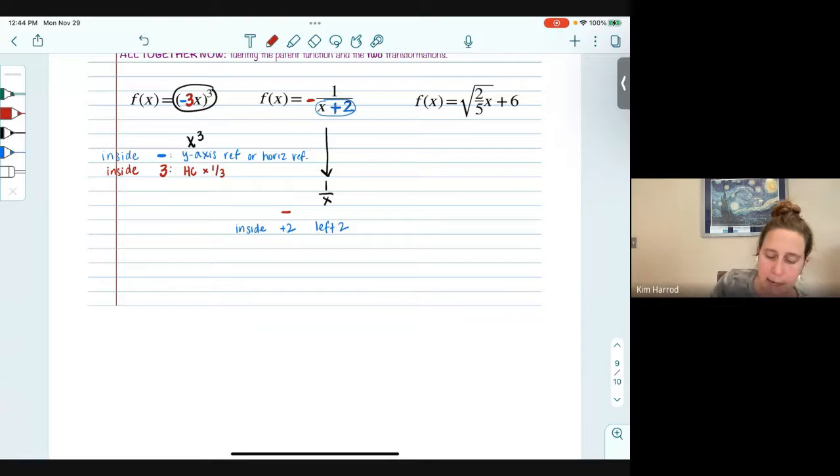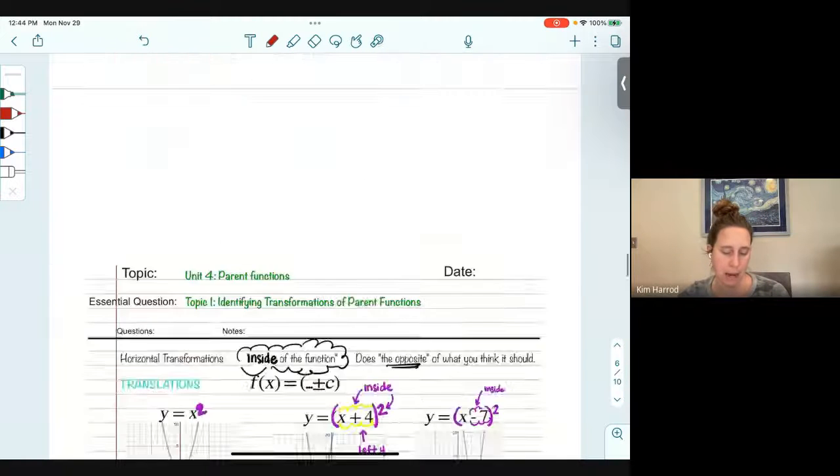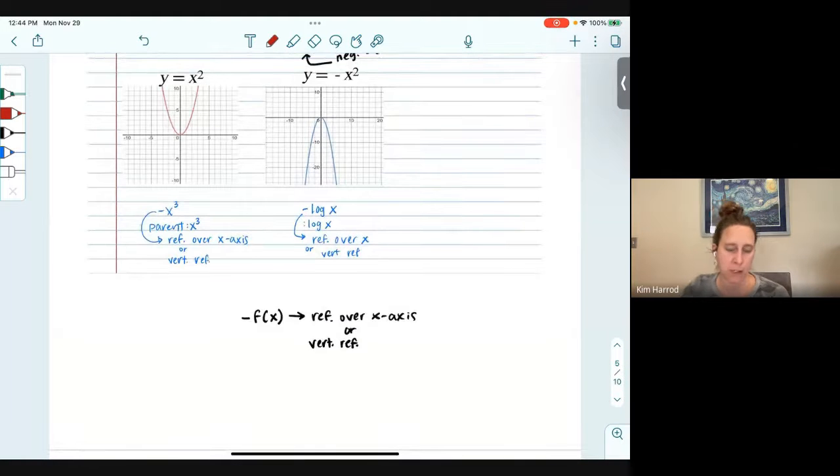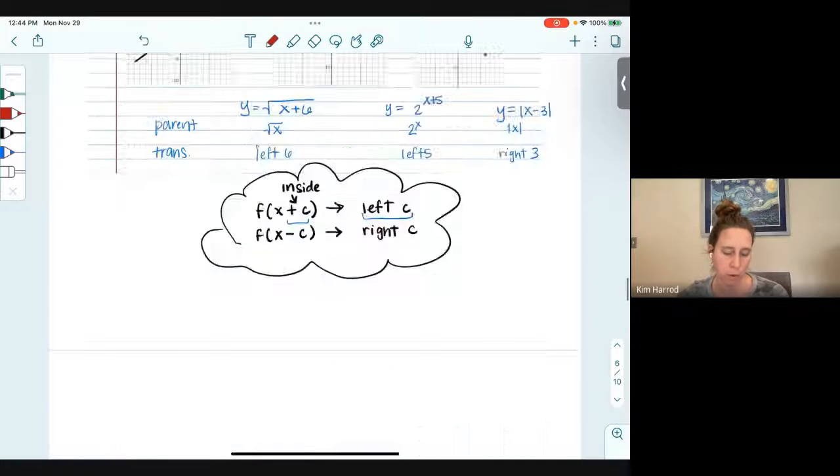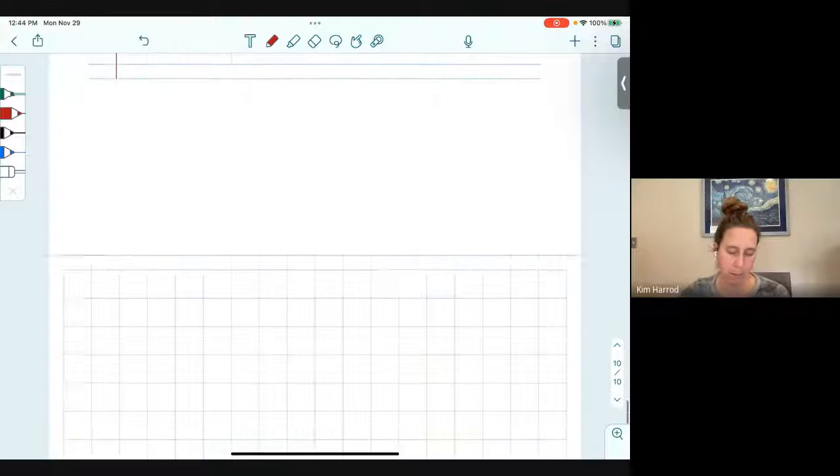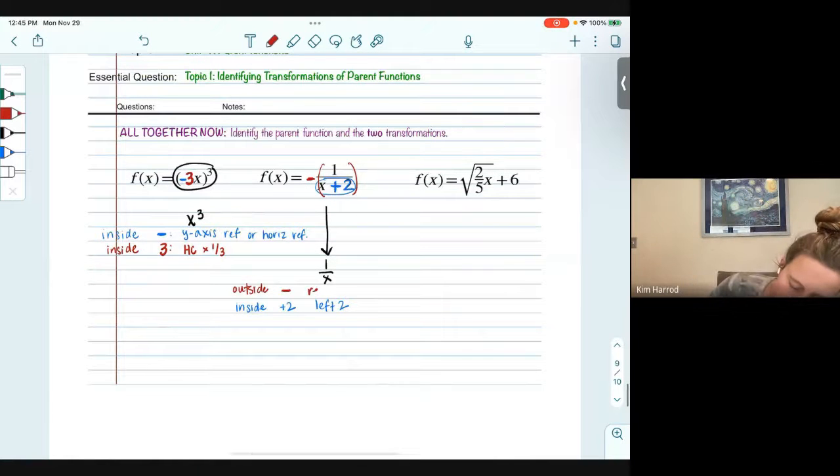And then there's that negative sign, which is not happening to the x itself. It's happening in front of the entire parent function. So that one would be on the outside. So if we slide back to outside and negative, that shows up as a reflection over the x-axis or a vertical reflection, depending on what we like to call it better. So the 2 transformations would be x-axis reflection and left 3.